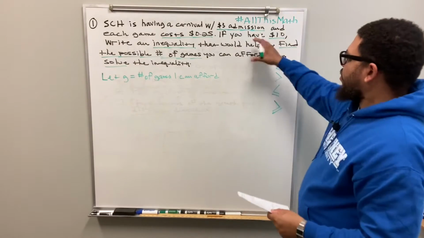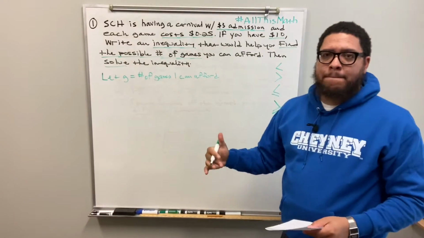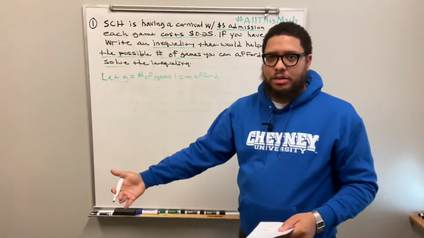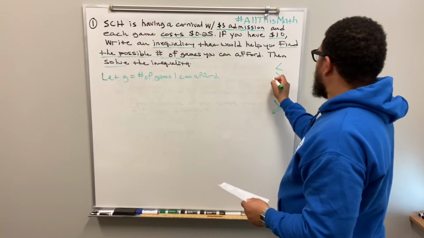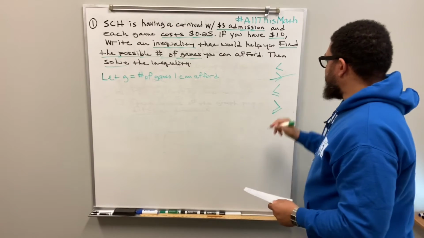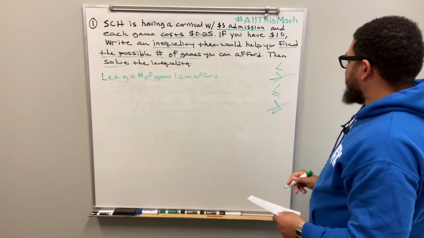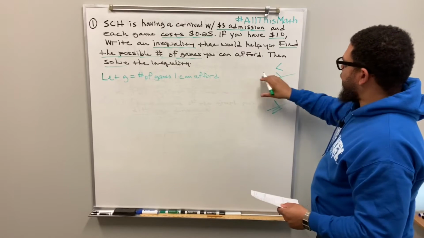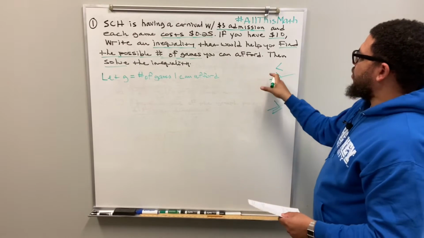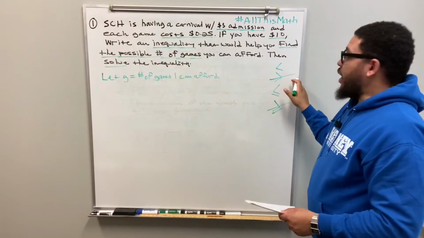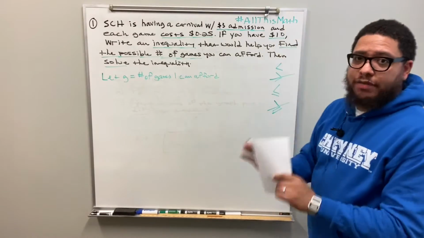Because if I only have $10, I can't spend more than $10, right? So if I can't spend more than $10, then I can't use that. And if I can't use that, I definitely can't use that, right? Because this means that this amount over here that I'm going to spend is going to be greater than $10. And I don't have more than $10. I only have $10. That's it.